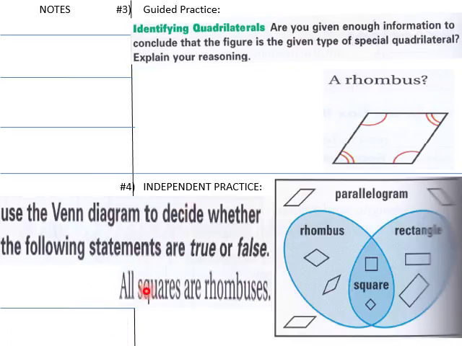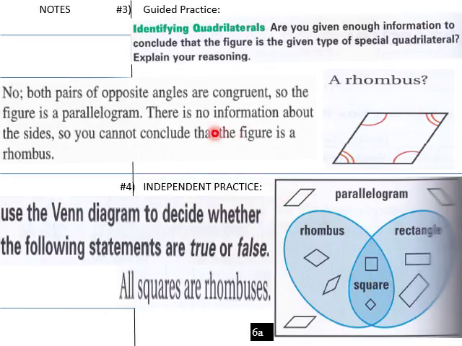Okay, yes. All squares are rhombuses. Use the Venn diagrams here. So you have rhombuses here and rectangles here. A square can be a rectangle because it is all 90s. Technically, it could be a rectangle. And then a rhombus here, if all the sides are equal, it can be a rhombus as well as a square. And then up here, a rhombus.